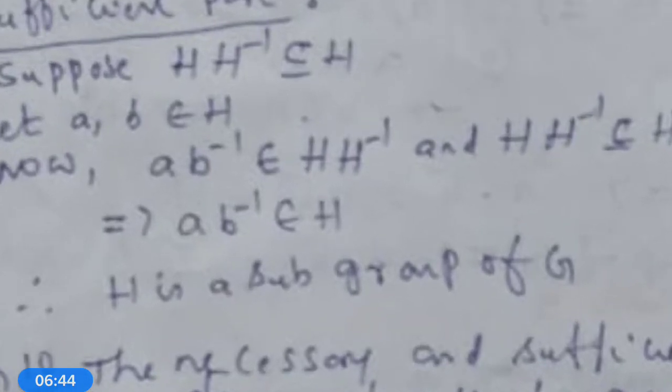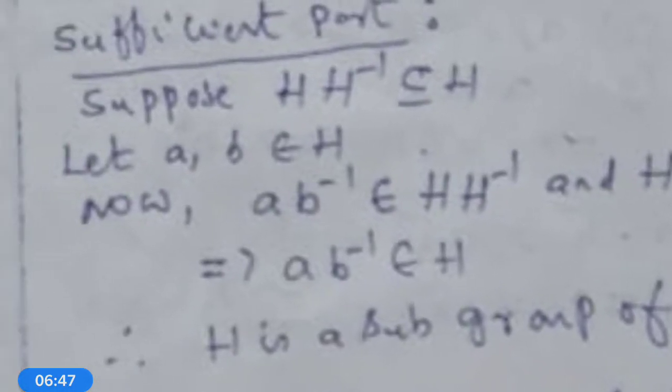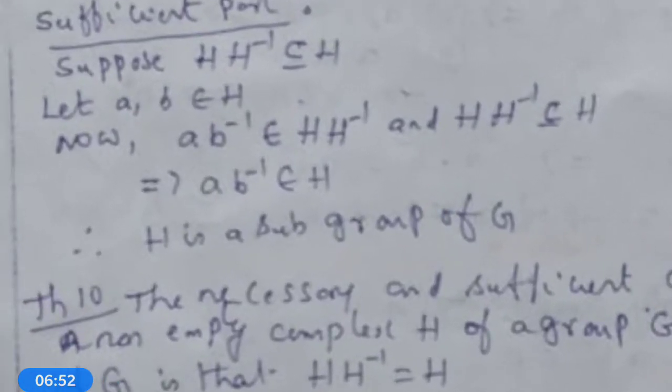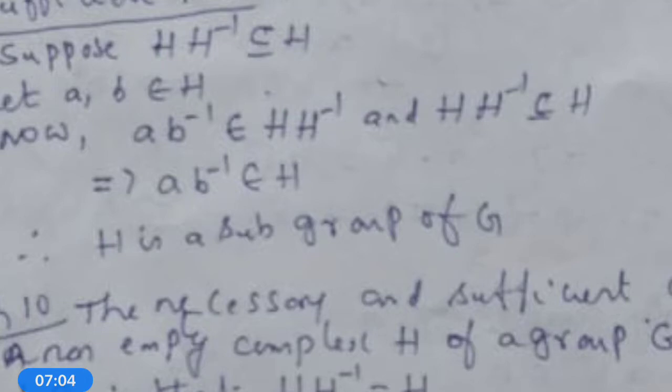Once again, the sufficient condition. Suppose HH inverse is a subset of H. Let a, b belong to H. Now ab inverse belongs to HH inverse, by the definition of the product of two complexes. And HH inverse is a subset of H, and ab inverse belongs to HH inverse. Therefore, ab inverse belongs to H. Therefore, H is a subgroup of G. Next theorem.